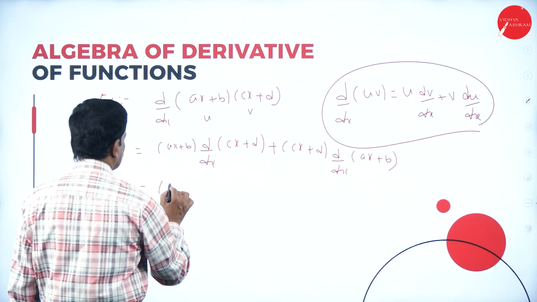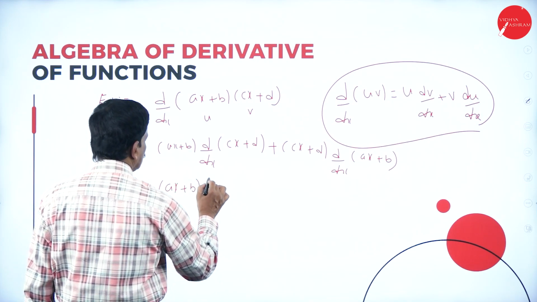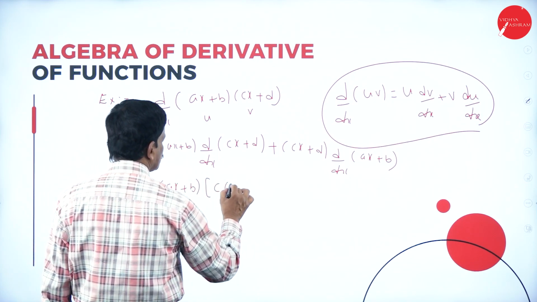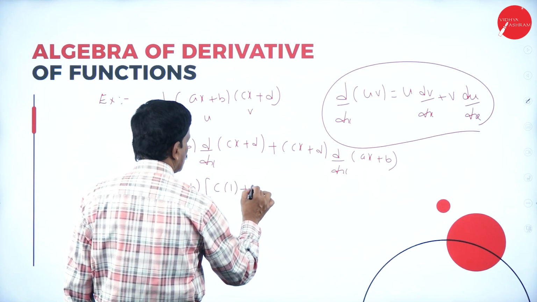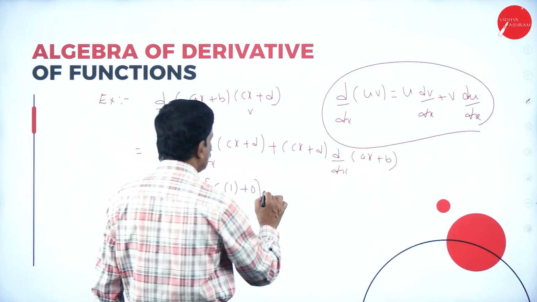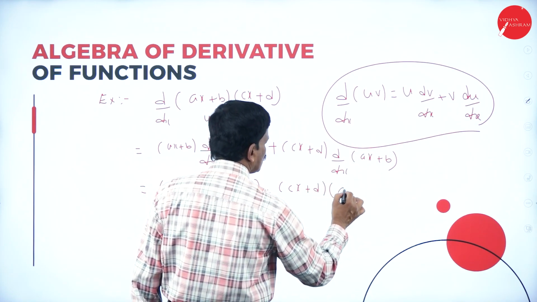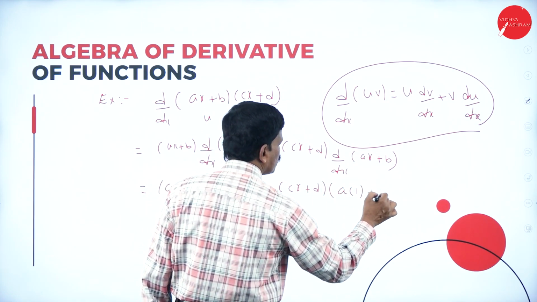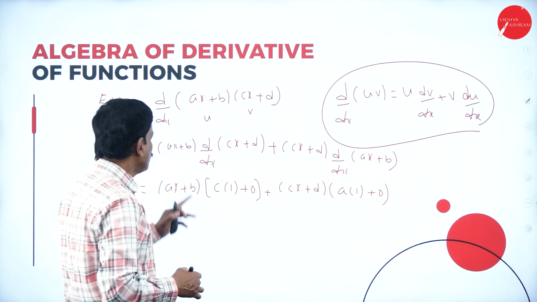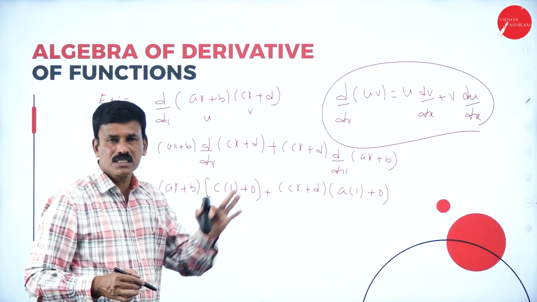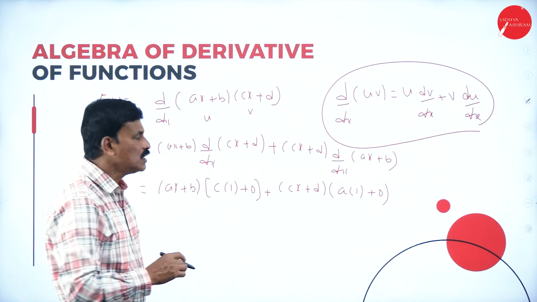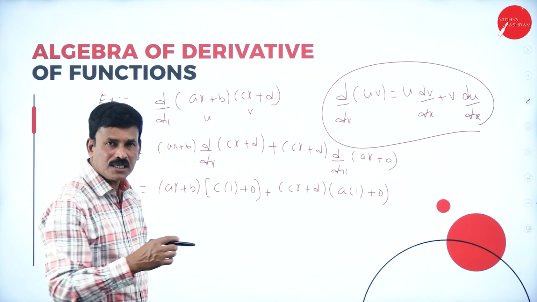Now, this is first function ax plus b into, here c constant, differentiation of x is 1, plus derivative of a constant d is 0, plus second function cx plus d as it is, and a constant, differentiation of x is 1, plus b constant 0. So, wherever d by dx is there, just differentiate at that point.